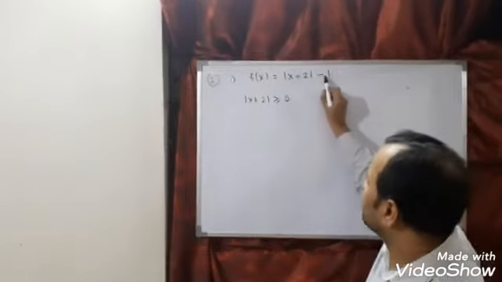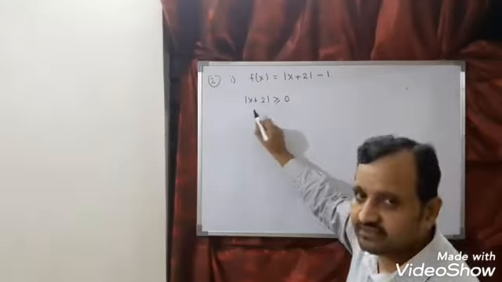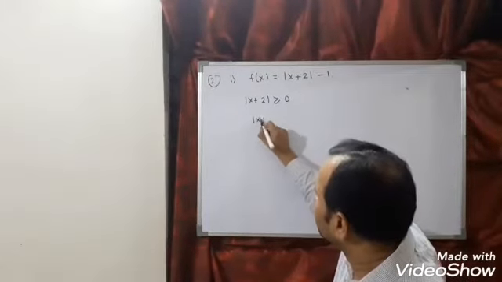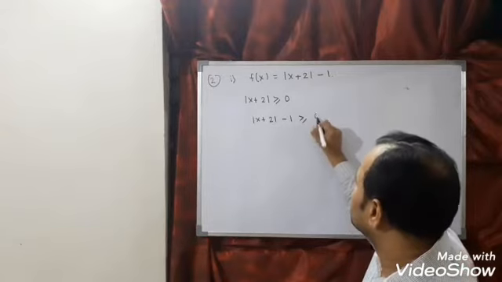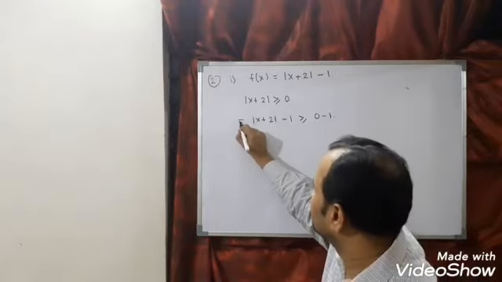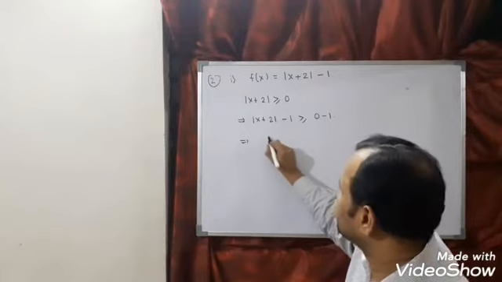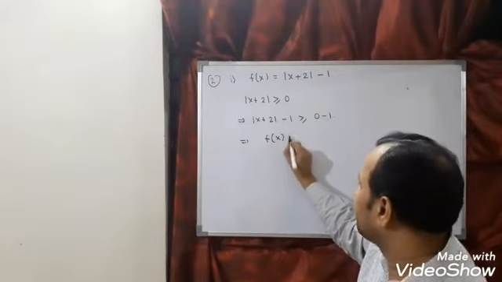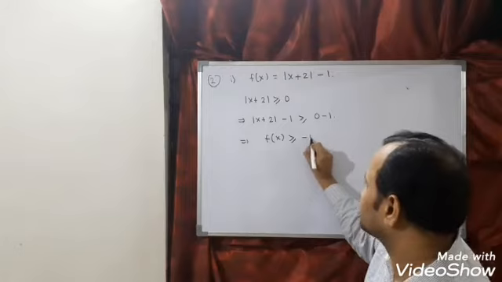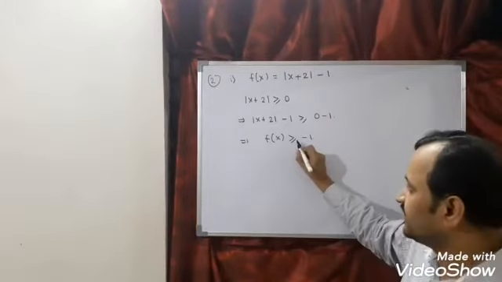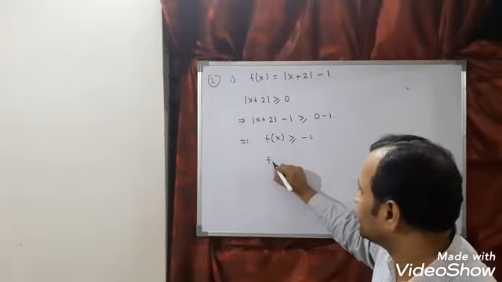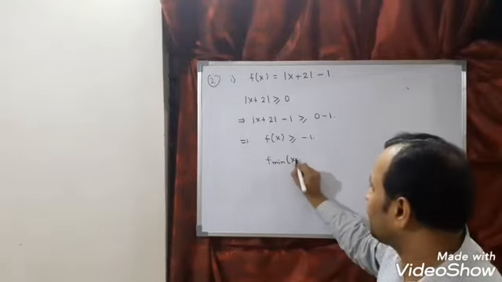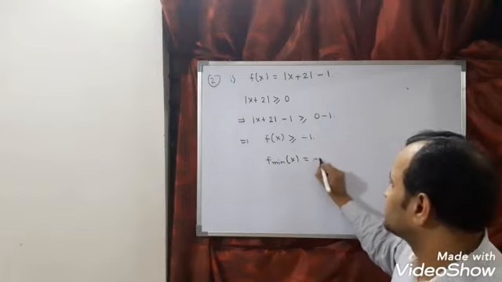What I am doing here is, minus 1 is here, so add minus 1 on both sides. So mod of x plus 2 minus 1 is greater than or equal to 0 minus 1. Now this is nothing but f of x. So f of x is greater than or equal to minus 1. f of x greater than or equal to minus 1 means what? So what is the minimum value? I can say the minimum value of f of x is equal to minus 1.